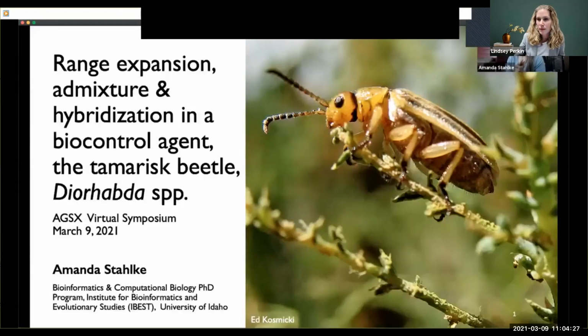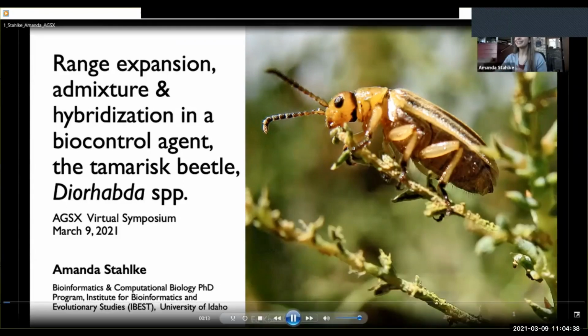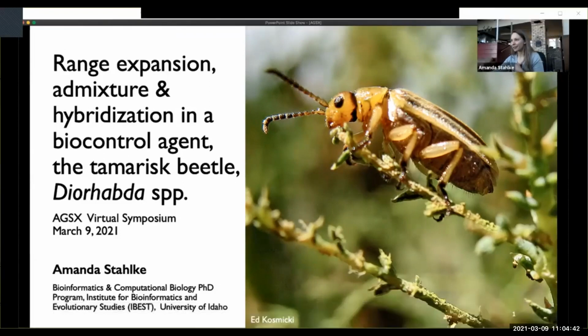My name is Amanda Stahlke, and I am truly excited and honored to present as part of the AGSX Virtual Symposium series. I'll be sharing with you some work from my dissertation on range expansion, admixture, and hybridization in a biocontrol agent, the tamarisk beetle Diorhabda, shown here.